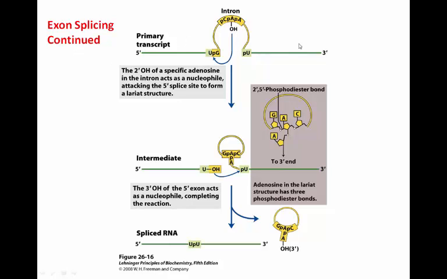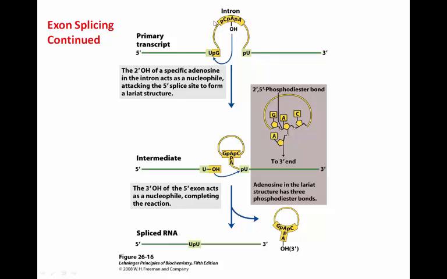So here's our primary transcript, pre-mRNA. We have a particular set of sequences at exon-intron junctions. So this would be an exon part, intron part, intron part, exon part. Those are called exon-intron junctions.